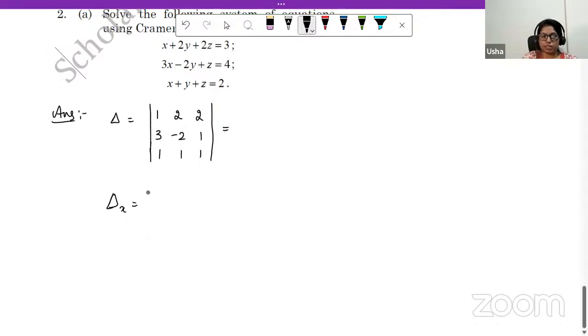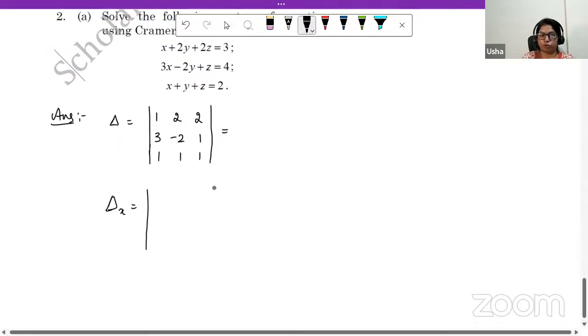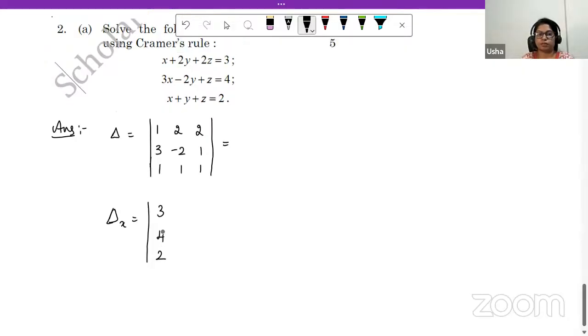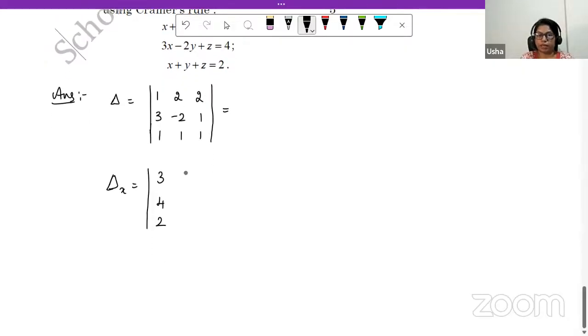This is delta x. So first line, first column, you'll write 3, 4, 2. Right hand side values of the equations. Okay, 3, 4, 2. Next, the second and third column, write it as it is. 2, minus 2, 1, 2, 1 and 1. Find out what is delta x.